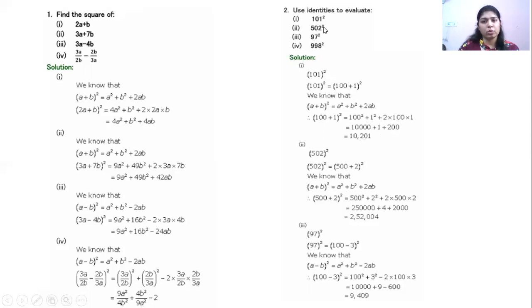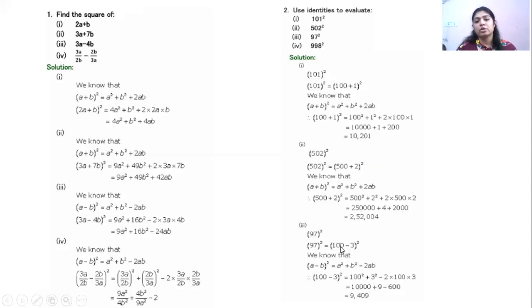Next, 502 whole square. Now 502 can be easily written as 500 plus 2, because it is easy for us to solve the square of 500. See, 502 is 500 plus 2, (a plus b) whole square, so we can use this formula. So 500 square is 2,50,000, 2 square is 4, and the middle term is 2,000. On solving this, we'll get 2,52,004. 97 can be written as 100 minus 3.